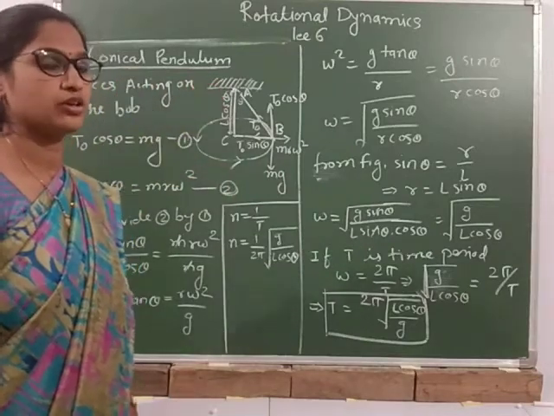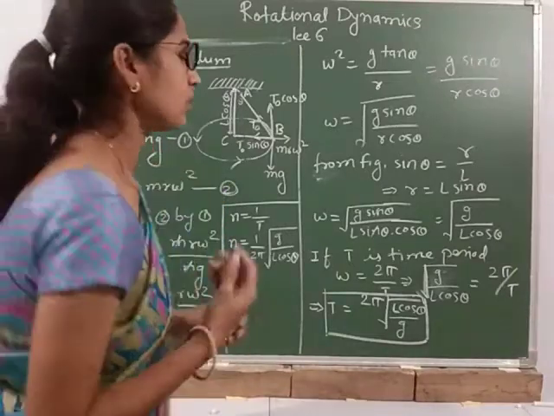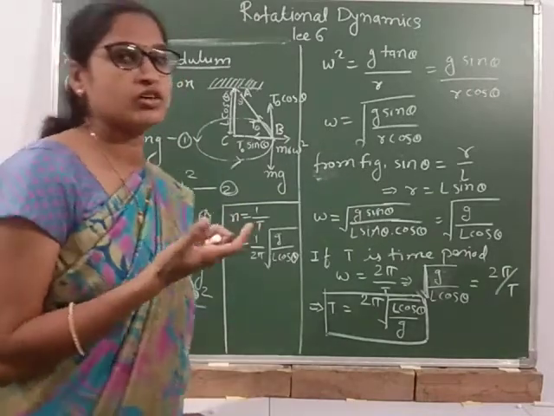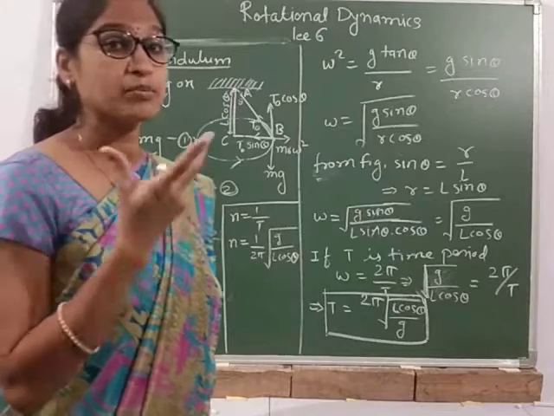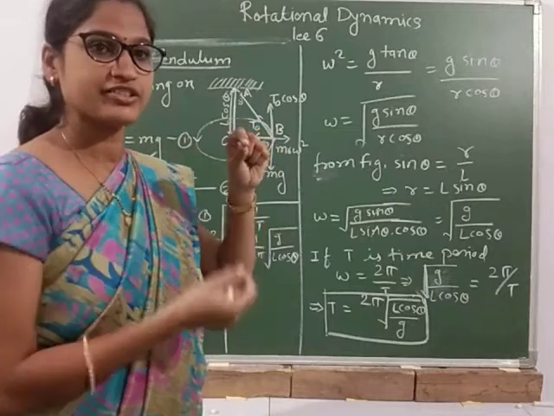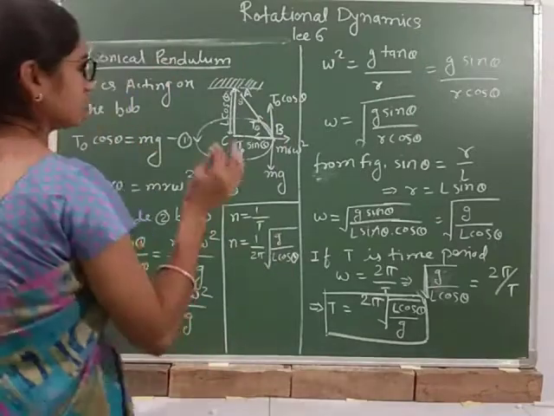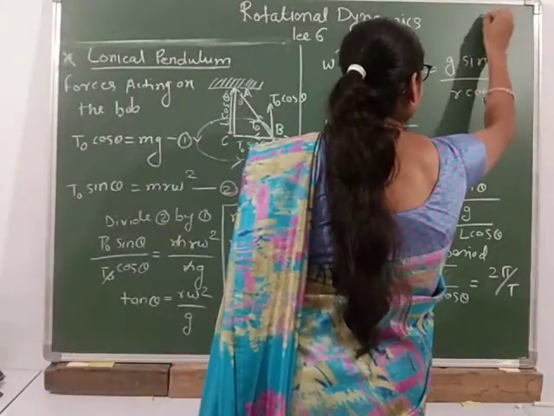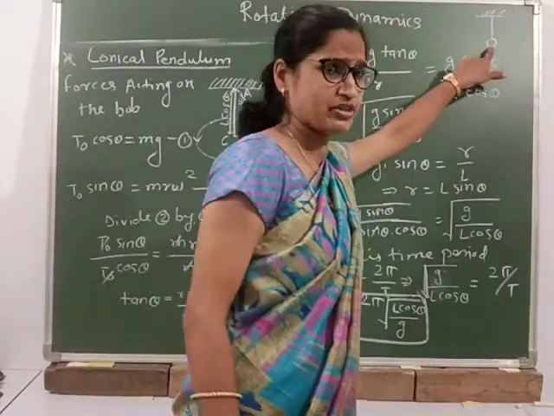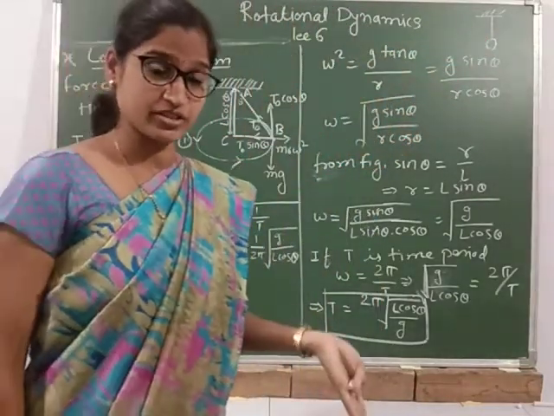What is a conical pendulum? Before the conical pendulum we have to know what a simple pendulum is. A pendulum is one in which a tiny point mass, a tiny bob, is attached to a single inextensible, massless, flexible string. Its diagram will be like this. This is the rigid support and this is the bob. This bob is of mass m and is attached to this string. That string is flexible, inextensible, massless.